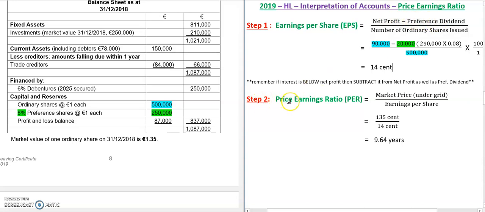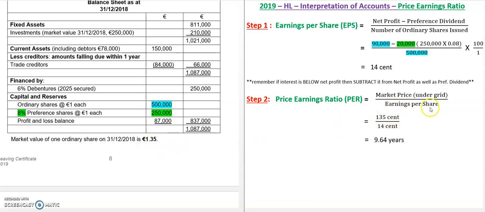Okay, step number 2, price earnings ratio. The market price, so that's underneath the grid. What I mean by that is underneath the balance sheet. So there it is. Market value of one ordinary share on the 31st of 2018 is €1.35. Okay, so €1.35. So the error some students make is they'll write down here 1.35, but it's not 1.35 cent, it's 135 cent. So €1.35 is 135 cent.